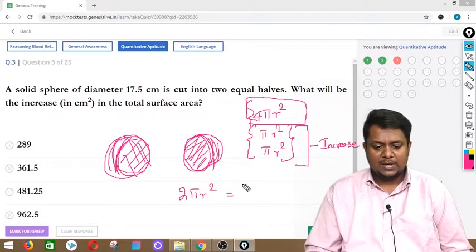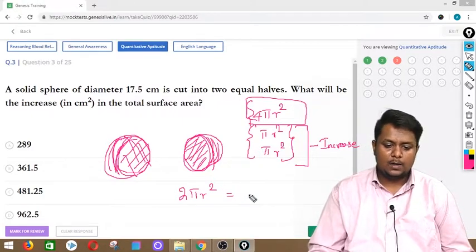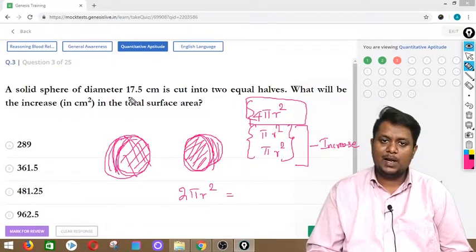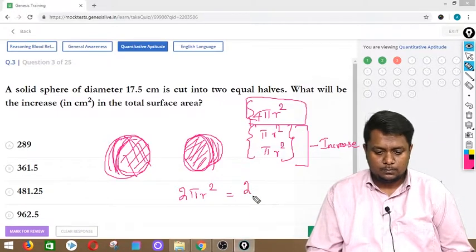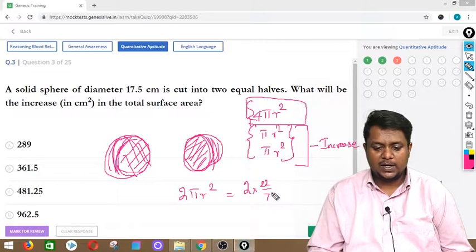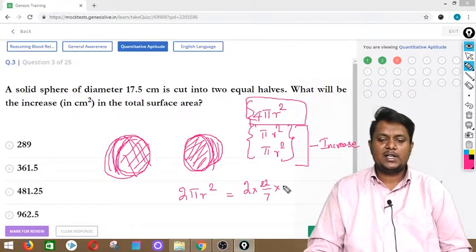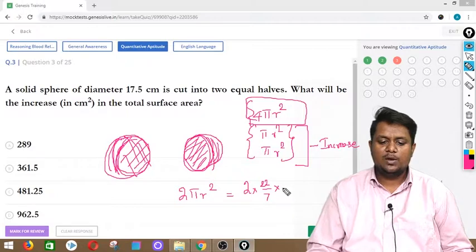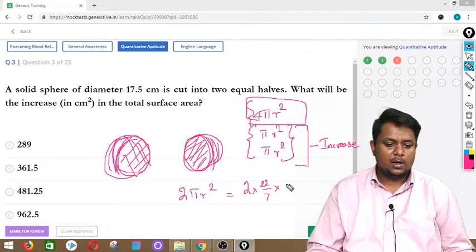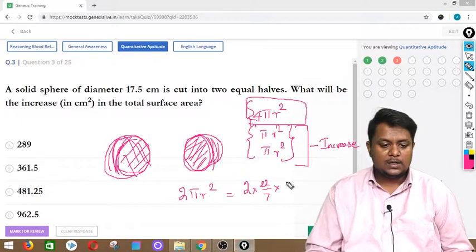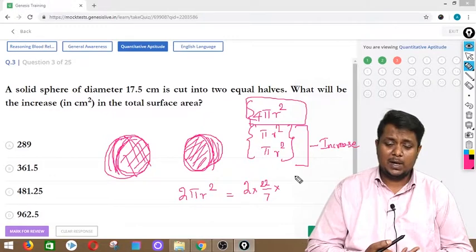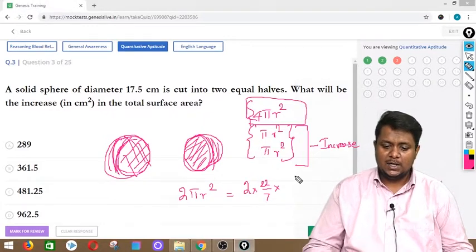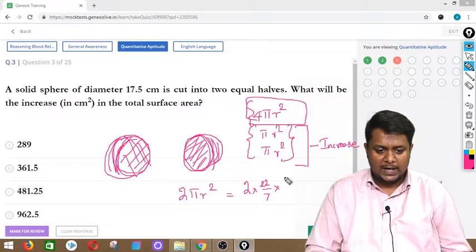R is 17.5 divided by 2 because diameter is 17.5 and radius is half of it. So 2 into 22 by 7 into, instead of keeping it in decimal values, I am going to convert these things into fractions, which might help me in solving this question in an easy way. 17.5 is 35 by 2. Half of 35 is 17.5, but that is the diameter. Half of the diameter is the radius. So 35 by 2 whole divided by 2, I get 35 by 4 as the radius.